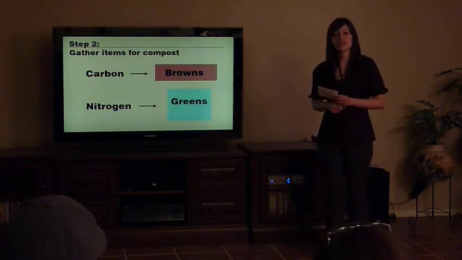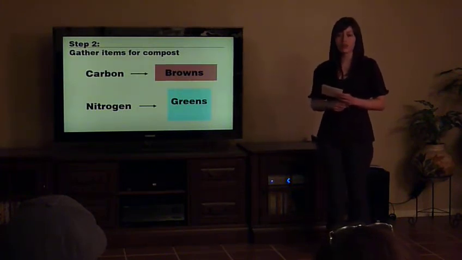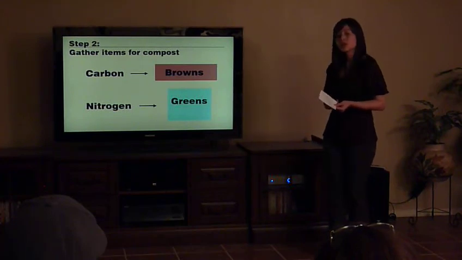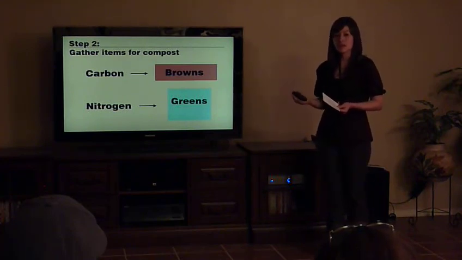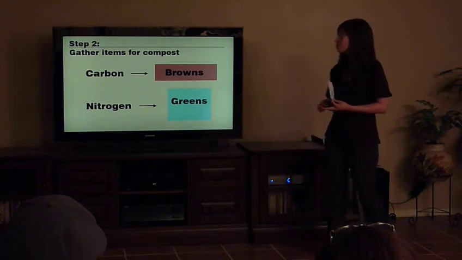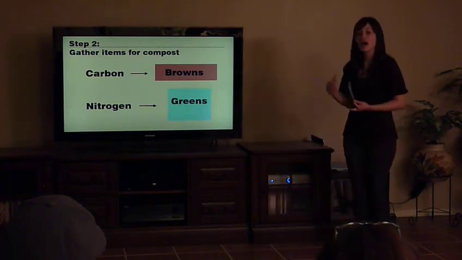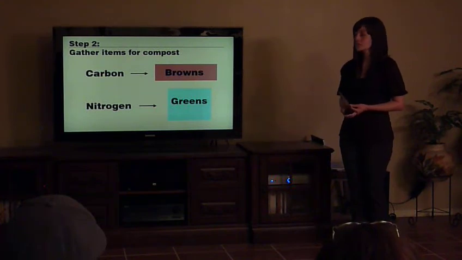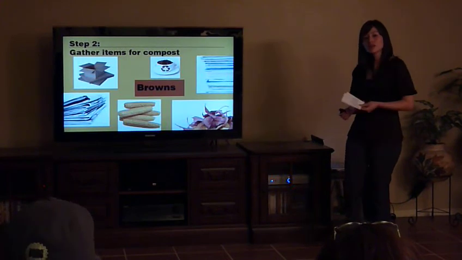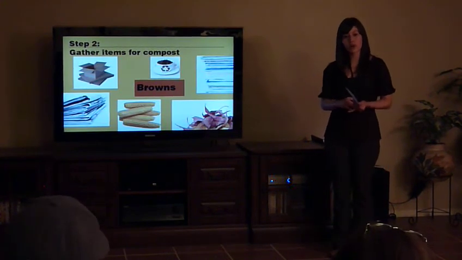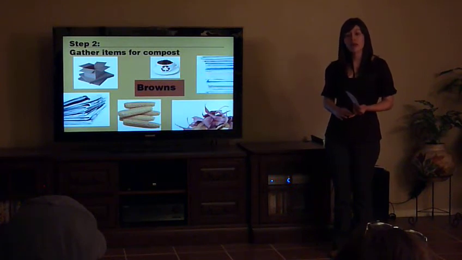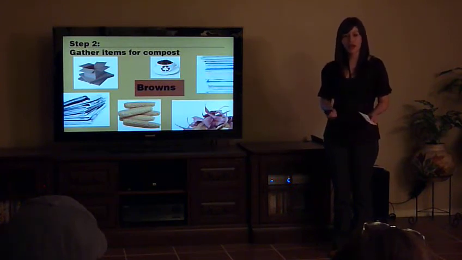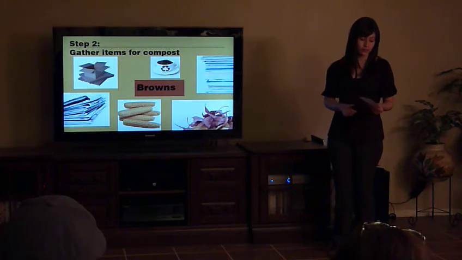Second step is start to gather the items to go into your compost. As I mentioned earlier, you need a balance of carbon and nitrogen. So today I will be talking about the items high in carbon as browns and referring to the items high in nitrogen as greens. So the browns, that includes all your cardboard, your corn cobs, your coffee grounds, your paper, your newspaper, and any dried leaves you have around the house.